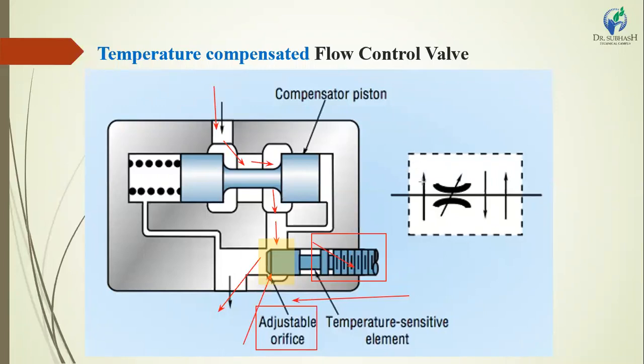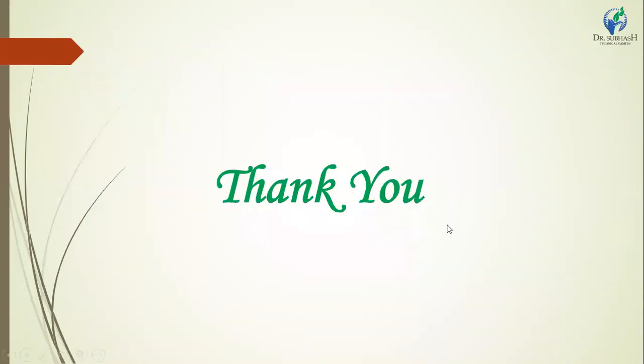This symbol is shown. This black line is a hydraulic working line. These two curved lines with arrow direction indicate a flow control valve with variable flow. This upward arrow indicates temperature compensation, and this downward arrow indicates a pressure compensated hydraulic flow control valve. Okay, thank you.